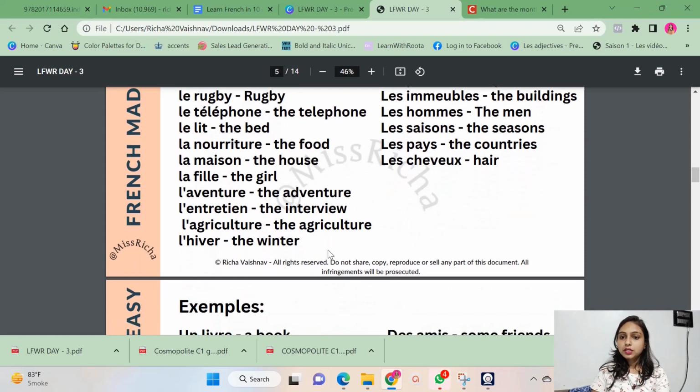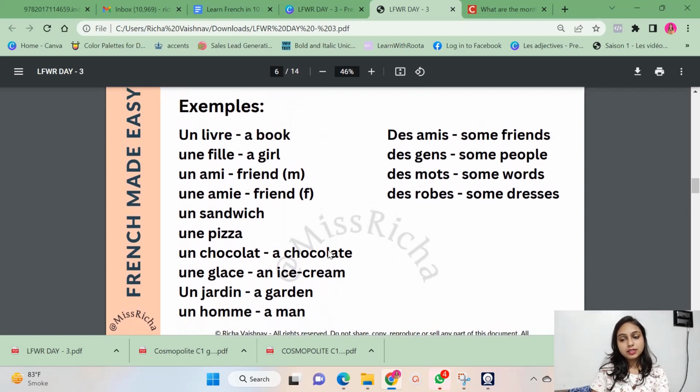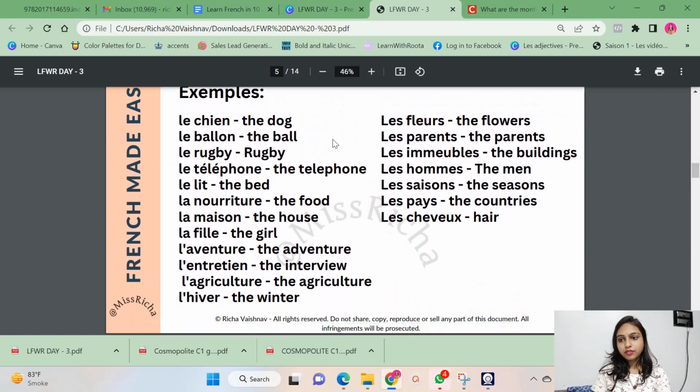So these words, they all mean "the". Now we will look at some examples of indefinite articles. Un livre, une fille. Now I'll tell you the best way to learn French nouns is using the indefinite articles. Why? Because even before a noun that starts with a vowel, we'll see this: un ami and une amie. You saw the difference? There's no contraction that's happening over here. Whereas in case of the definite articles, you see l'aventure. Now this got contracted. We don't know whether it is masculine or feminine.